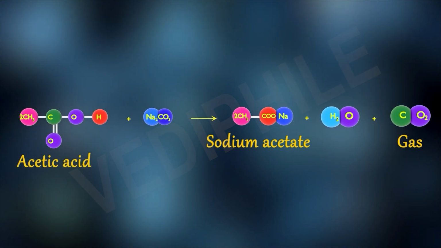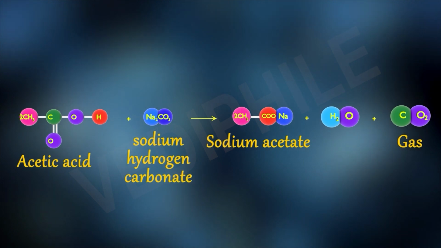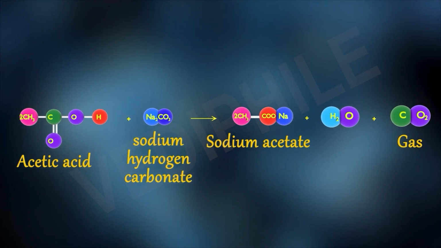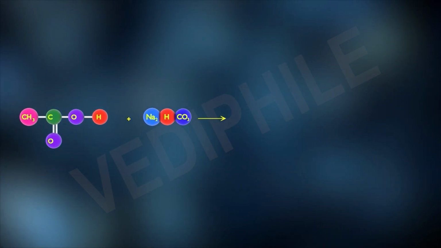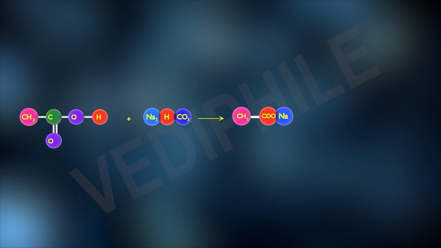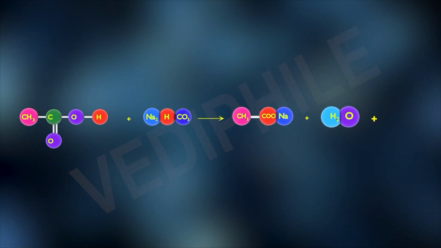Acetic acid also interacts with sodium hydrogen carbonate and produces sodium acetate, water and carbon dioxide. So the reaction is written as CH3COOH plus NaHCO3 results in CH3COO-Na plus H2O plus CO2.